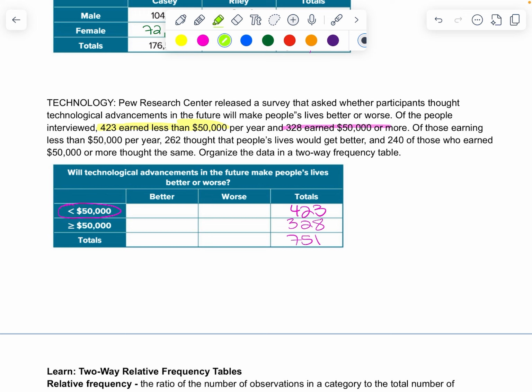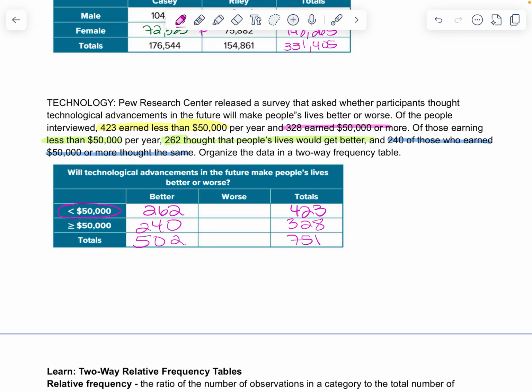Then the next part says, of those that earned less than $50,000, 262 thought lives would get better. So I'm going to take that 262 and put it right here. Then the last part says 240 of those who earned more than $50,000 thought the same thing. So 240 would go here. So I can add straight down. So that's 502.